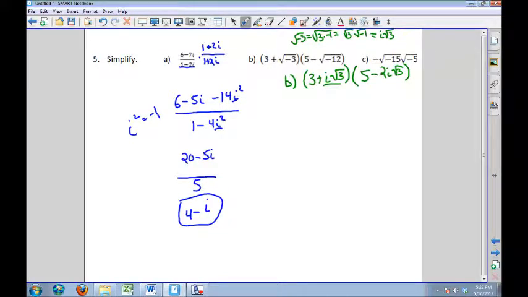I'm repeating the similar process with 2i rad 3, taking out the perfect square of 4. When I FOIL this out, I end up with 15 minus i rad 3 minus 2i squared rad 3 squared, which is 3. Again, I'm going to replace my i squared value with negative 1. So this whole term becomes positive 6. So I end up with 21 minus i rad 3.